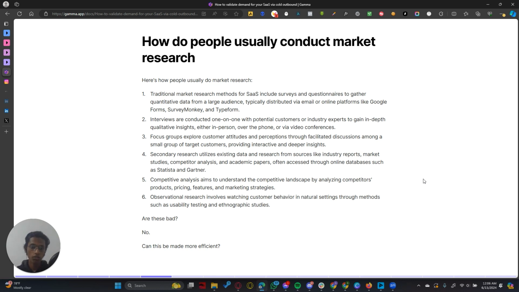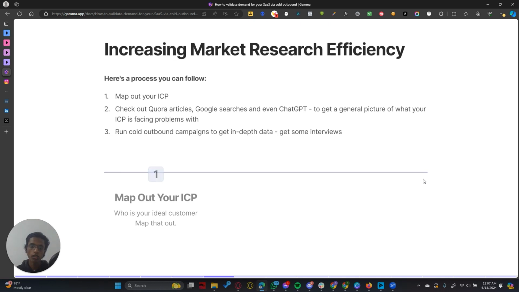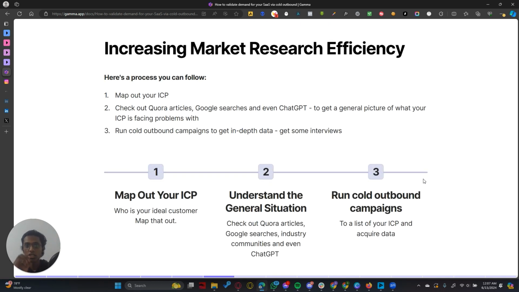Now, are these bad? No. Can this be made more efficient? Yes. That's exactly what we're going to be doing. Again, how can this be made more efficient? That's going to be the next question, right? The answer to that is here. Here's a process that you can follow.